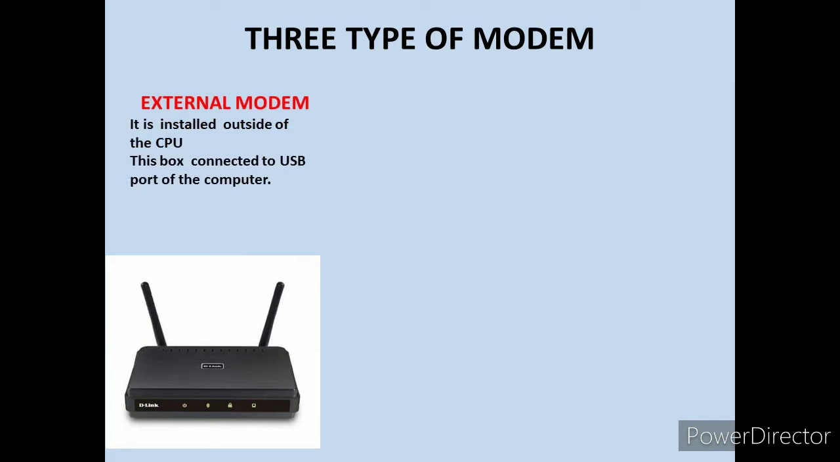Modems are basically of three types, and the first type is the external modem. It is a modem that is installed outside the CPU. It is in the form of a box that is normally connected to the USB port of the computer, and this type of modem has indicator lights that display the status of the modem. There are 3-4 lights on that modem that tell its status, and the speed of the modem is measured in bps and kbps, kilobits per second. It will not be able to work at its maximum speed.